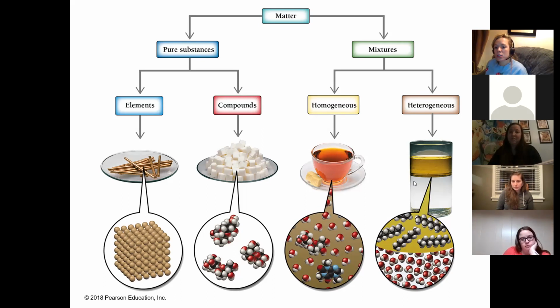A heterogeneous mixture, here's our hydrocarbon. When they say hydrocarbon, we don't go into organics, but a hydrocarbon is just something that has carbon and hydrogen. It's an organic material. It's an oil or a fat or something like that. So we've got our hydrocarbons sitting on top, and then we've got our water molecules sitting on the bottom. The reason the water is sitting down farther is because it has a higher density, so the oil floats on top.